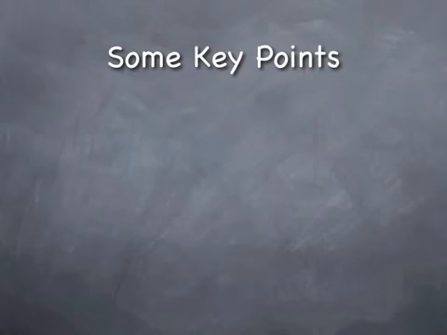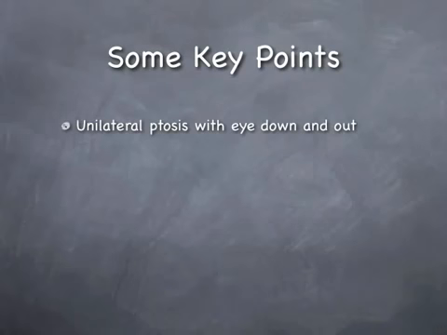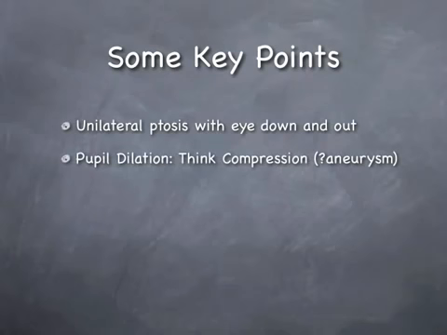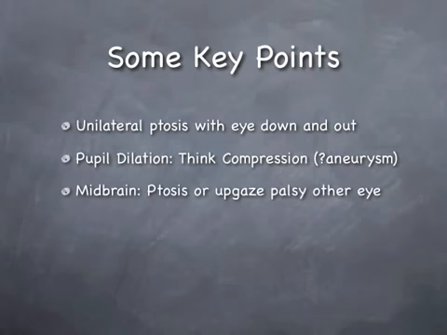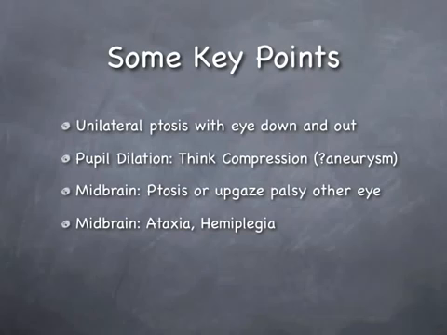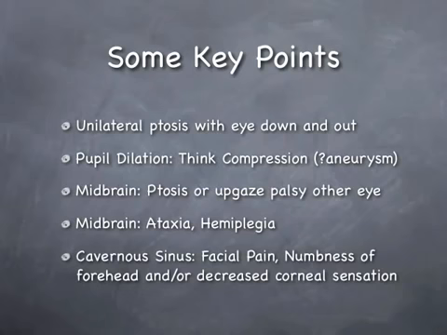A few key points once more. The oculomotor palsy is characterised by unilateral ptosis and an eye that is down and out. Pupil dilation suggests compression, possibly by Berry aneurysm. A contralateral ptosis or upgaze palsy suggests a dorsal midbrain lesion. An ipsilateral ataxia or contralateral hemiparesis suggests rostral midbrain lesion, which should be checked by asking the patient to stretch out their arms. Check for facial paresthesia, corneal sensation, and ask about burning facial pain or numbness to consider cavernous sinus lesions.